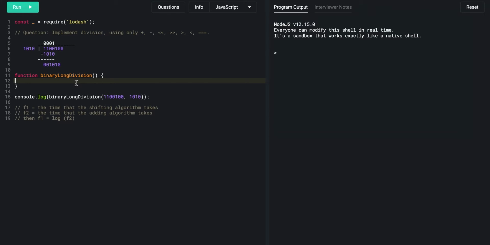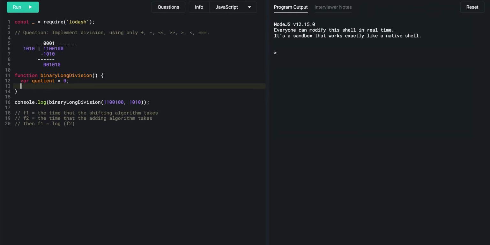So let's start off with writing our function. Let's set our quotient, or our solution, to 0 first. Then let's have a variable for how many times we're going to left shift our divisor until it's larger than our dividend. Let's just call it k.